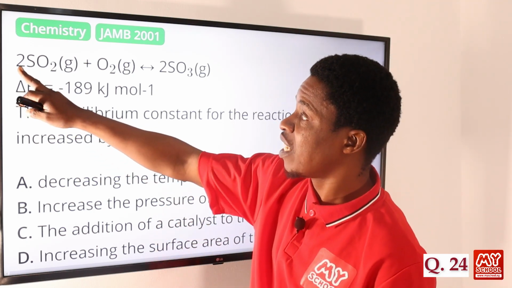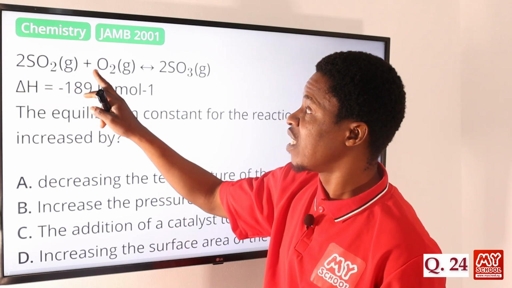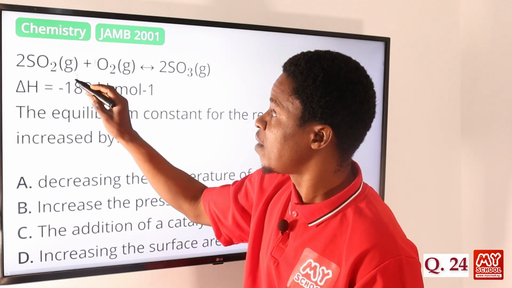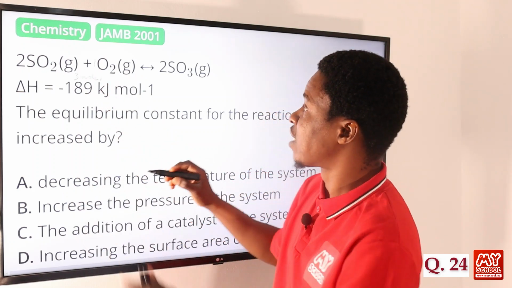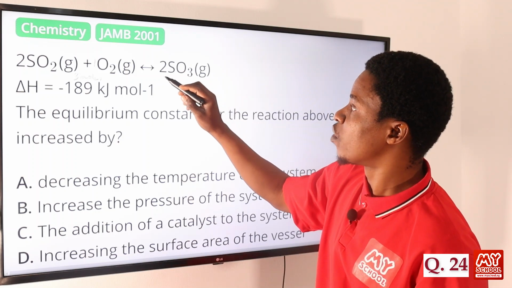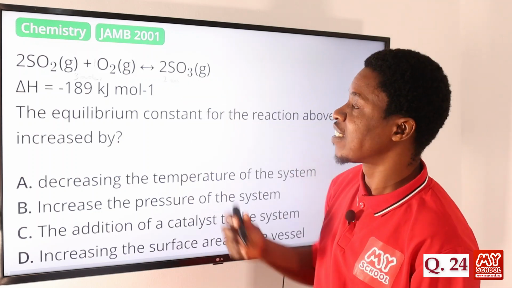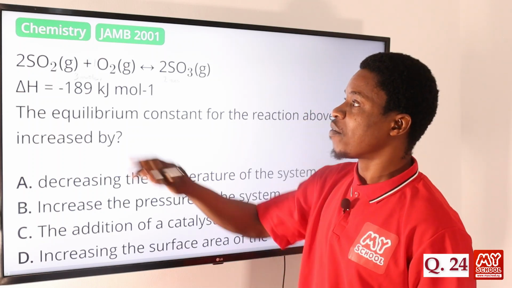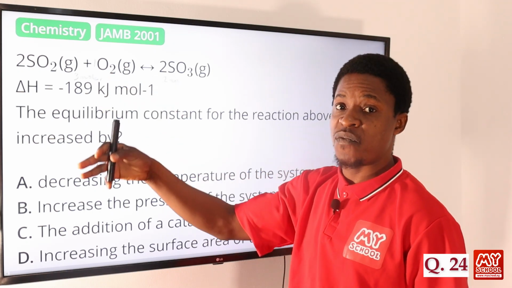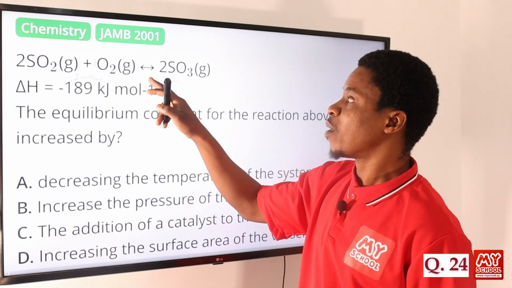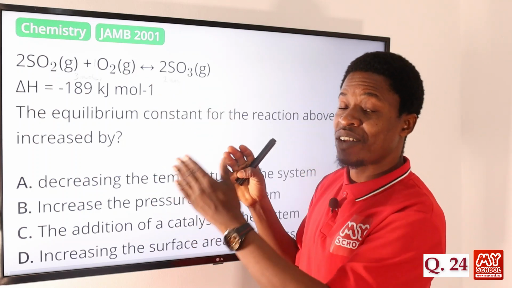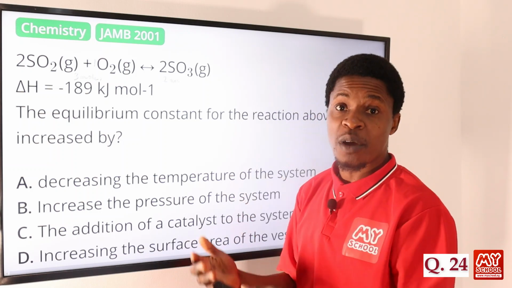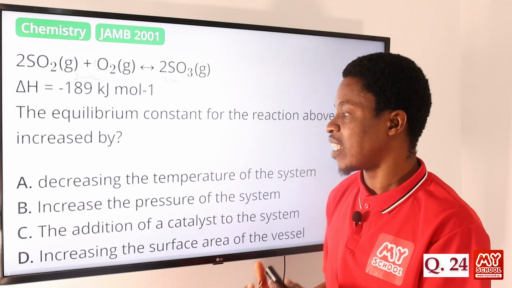So we have 2 moles here of SO2, and we have 1 mole here of O2. 2 plus 1 gives us 3 moles in total on the left hand side. And on the right hand side, we have 2 moles. So the rule is that for pressure to have an effect on a reaction like this, the side that has the lesser number of moles will be favored by an increase in pressure.